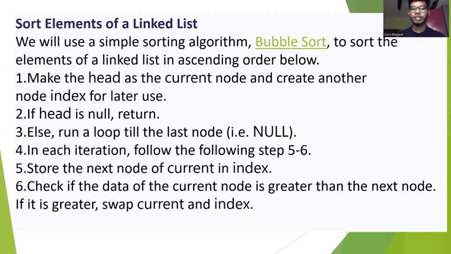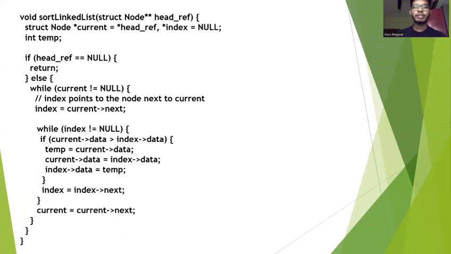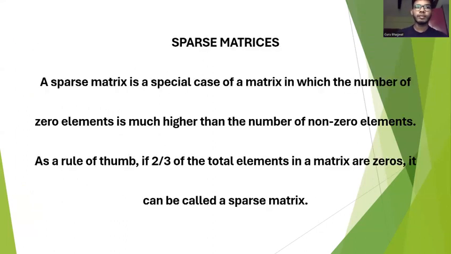Sixth is to check if the data of the current node is greater than the data of the next node. If it is greater, then we swap the current and index, or else we exit from that loop. This is all about sorting. Next, this is the C function for sorting.